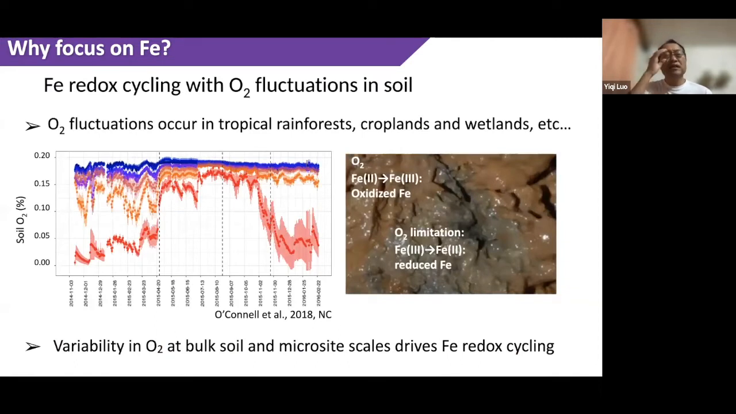This issue is particularly important in wetlands or highly saturated areas, as oxygen fluctuates in tropical rainforest, cropland, or wetland, and variability in oxygen in the bulk soil and the microsites may drive iron redox cycling.